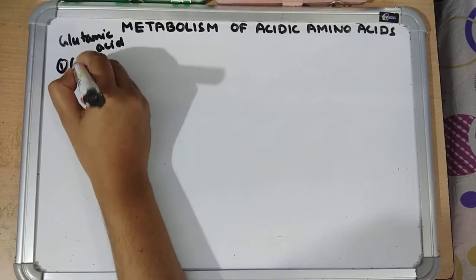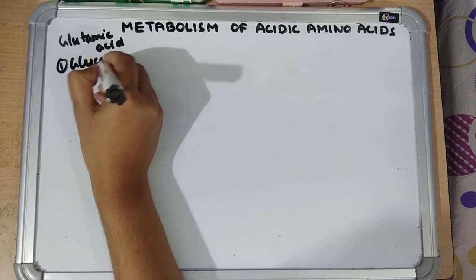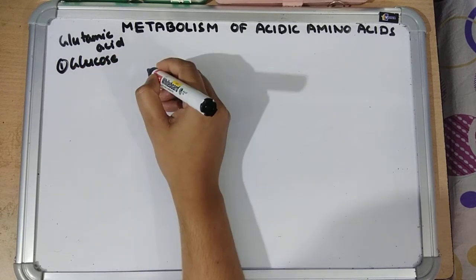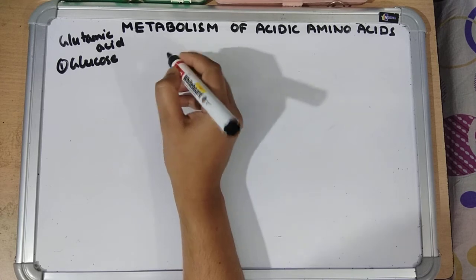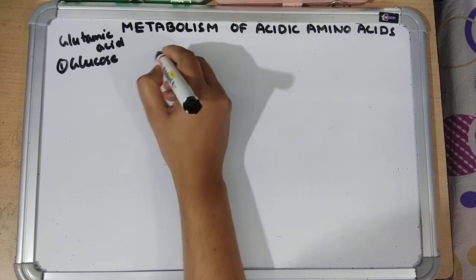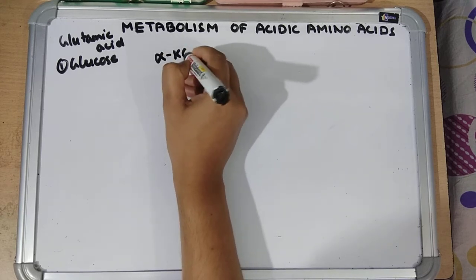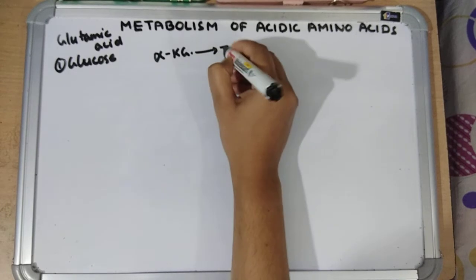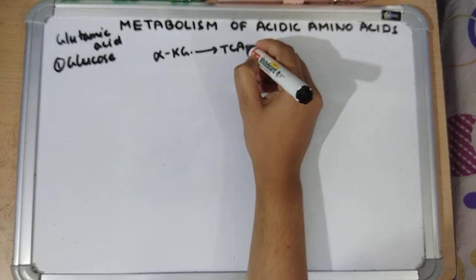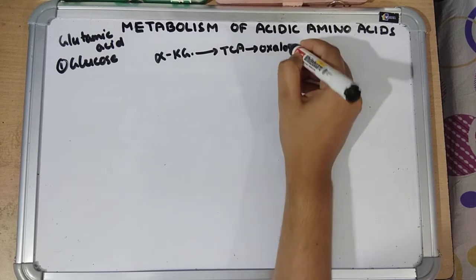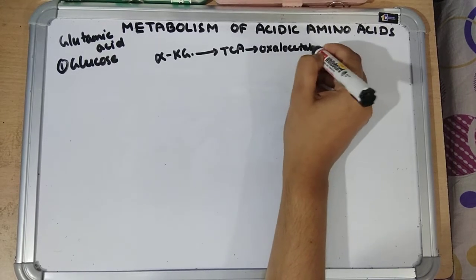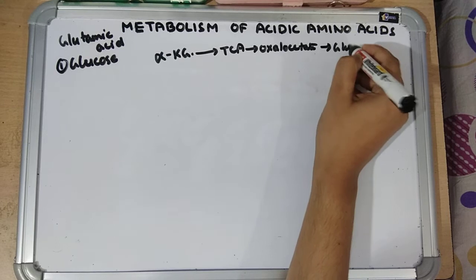Number one is glucose. Glucose is synthesized from glutamic acid. After glutamic acid is transaminated or deaminated to its keto acid, alpha ketoglutarate, which enters the TCA cycle, it forms oxaloacetate, which forms glucose.